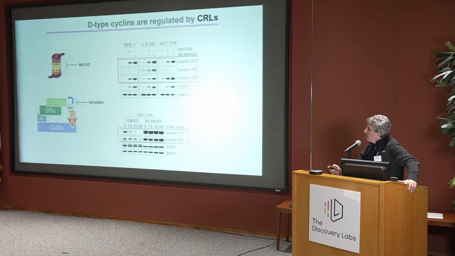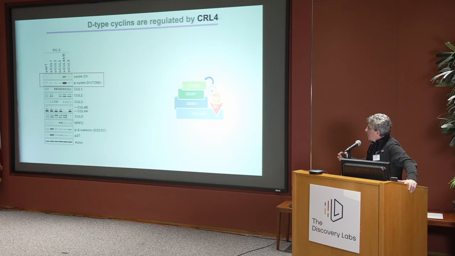But is cyclin D1 a target of the proteasome? Yes. In different cell lines, you treat cells with MG132, blocking proteasomal activity, and you accumulate cyclin D1. You can also use this other inhibitor, an inhibitor of neddylation. Neddylation is a post-translational modification necessary for all CRLs to be active. When you block CRLs, you also accumulate cyclin D1, and you stabilize it. This is the half-life of cyclin D1.